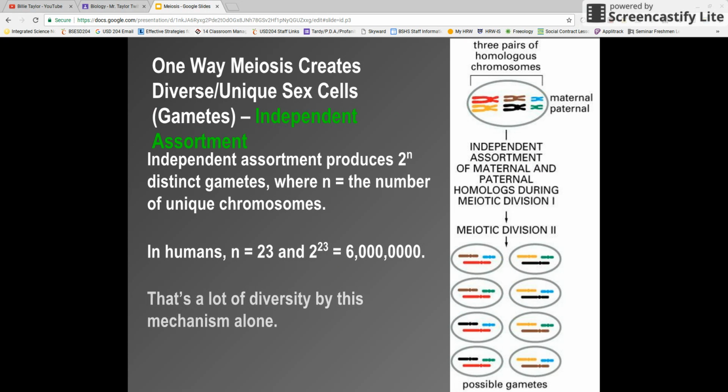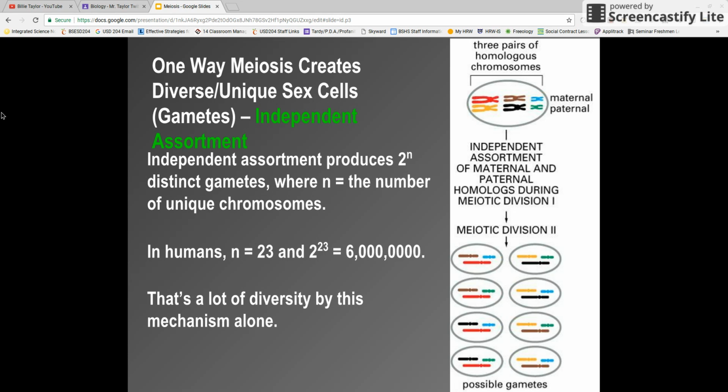Okay, now meiosis once again creates very diverse offspring, because all those chromosomes are scrambled up and rearranged, which is very important in nature. We want things to be genetically different. We don't want things to be the same. So one way that meiosis creates diverse or unique sex cells is through a process that we call independent assortment.